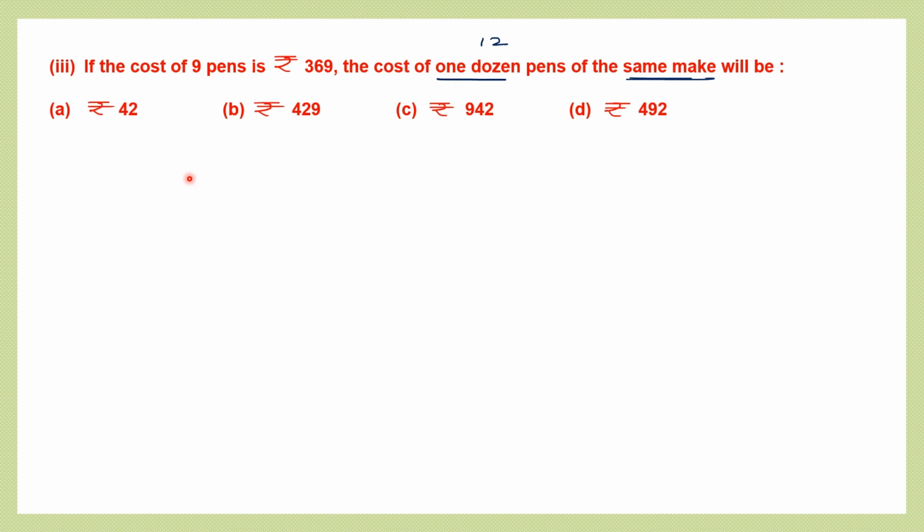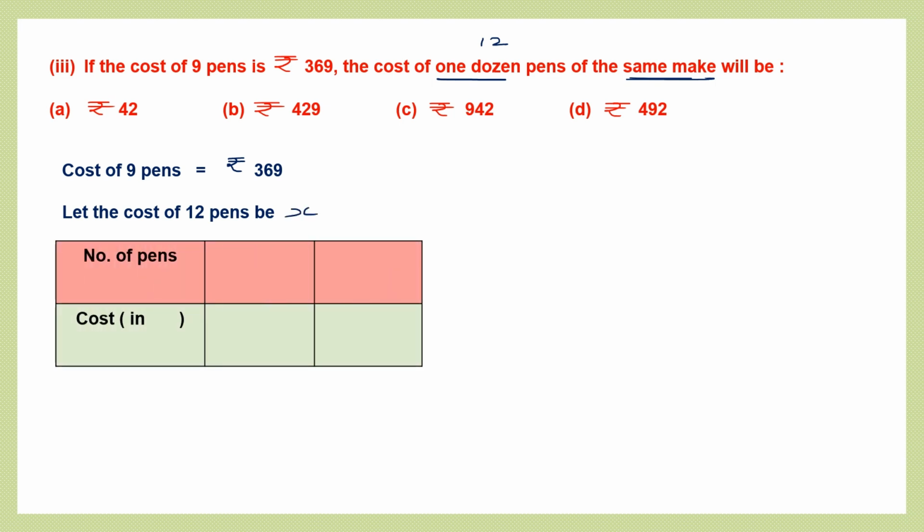So, let's first write down the steps. Cost of 9 pens, that is 369 rupees. And now we're going to find the cost of 12 pens. So, let the cost of 12 pens be x. Let it be x. So now we're going to have our table here.